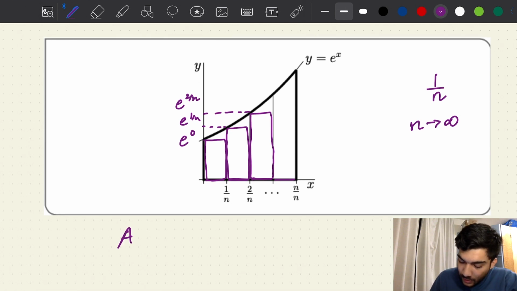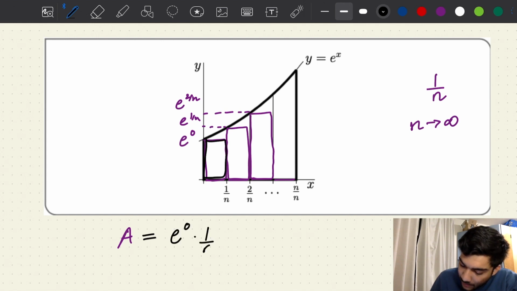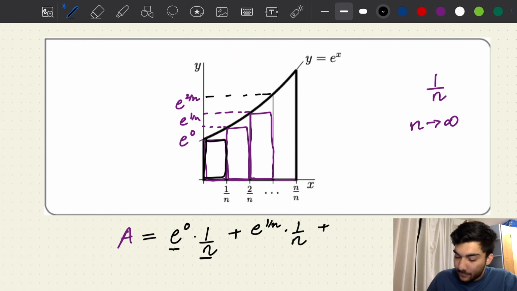We'll denote the total area or the actual area under the curve of e to the power x as A, and we'll calculate the total area by taking the sum of the areas of the individual rectangles that I have. So the area of the first rectangle, the smaller rectangle that I have, is basically e to the power 0 times 1 by n, which is height times width. The area of the second rectangle is e to the power 1 by n times 1 by n.